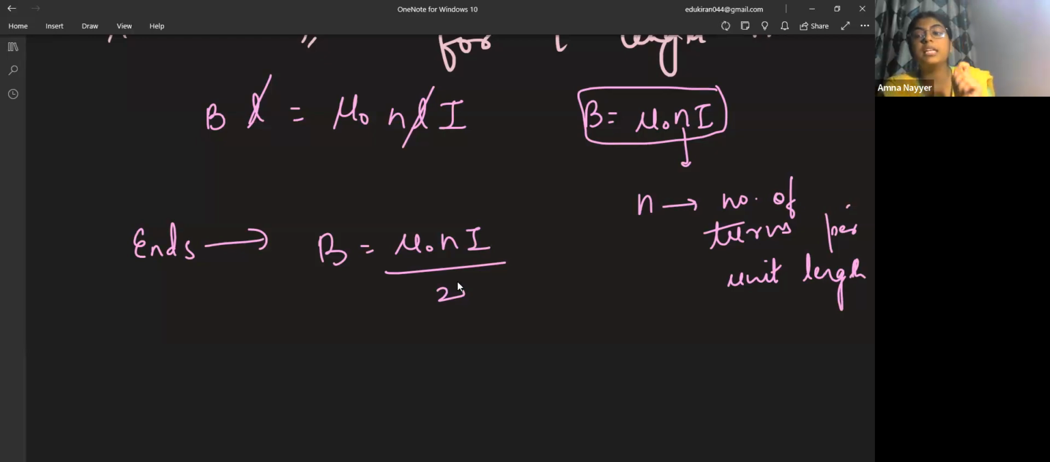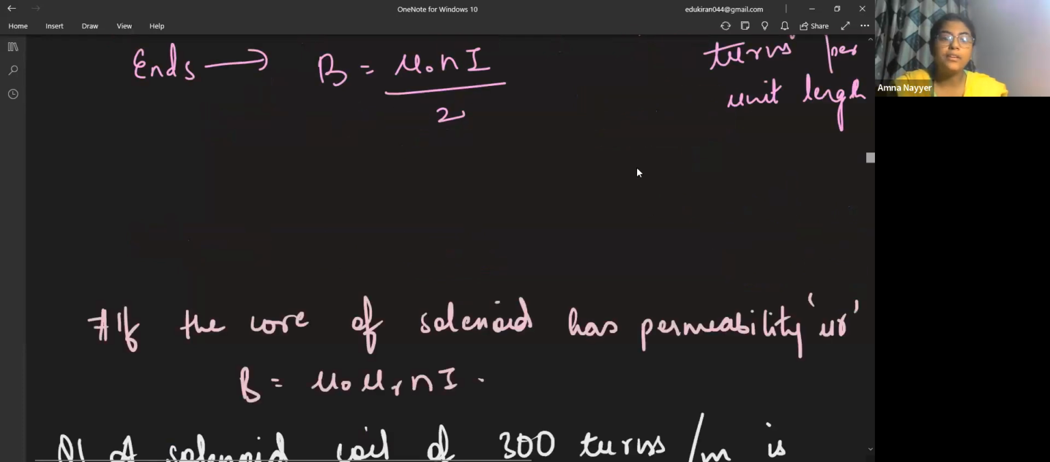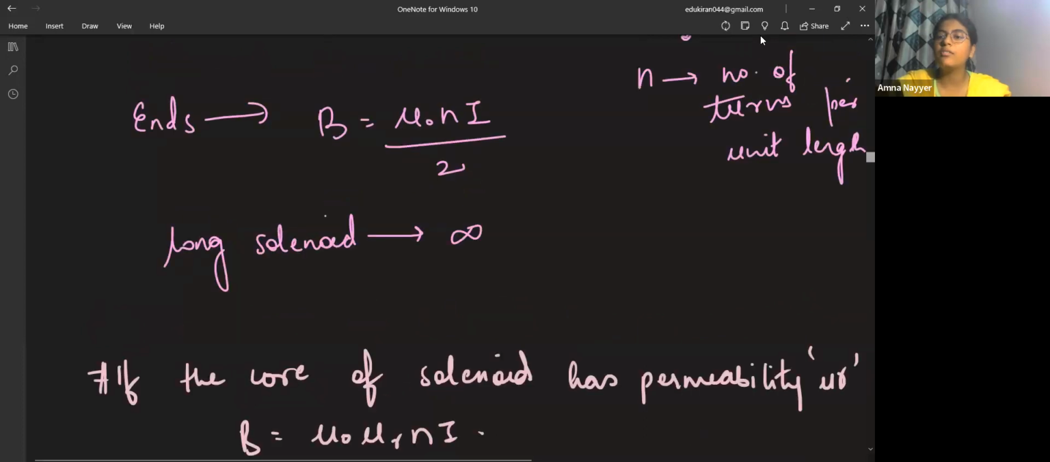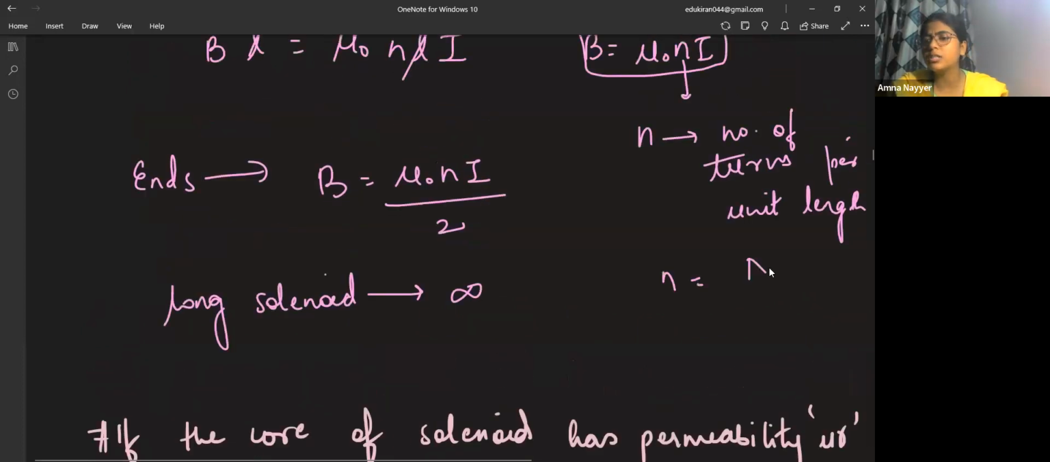Whenever you see the term long solenoid, it directly means the solenoid is infinite. And yes, I was saying number of turns per unit length. Suppose the number of turns in the wire is N, then per unit length it will become n. So depending upon the question, you have to write it.